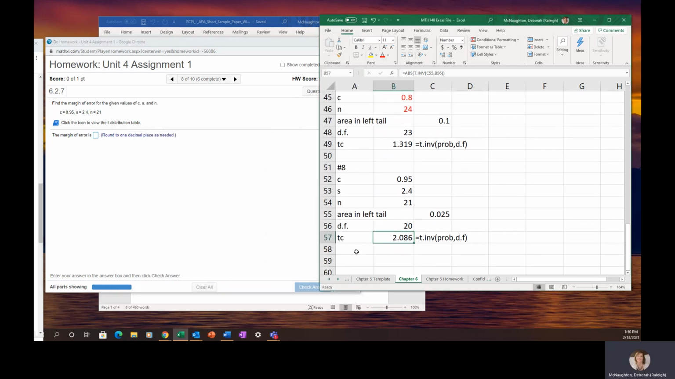And then my margin of error, remember, E is TC times S over the square root of N. Okay, so E equals TC times S divided by the square root of N. So my margin of error, again, TC times S divided by the square root of N. And they want this rounded to 1 decimal place. So it's 1.1.